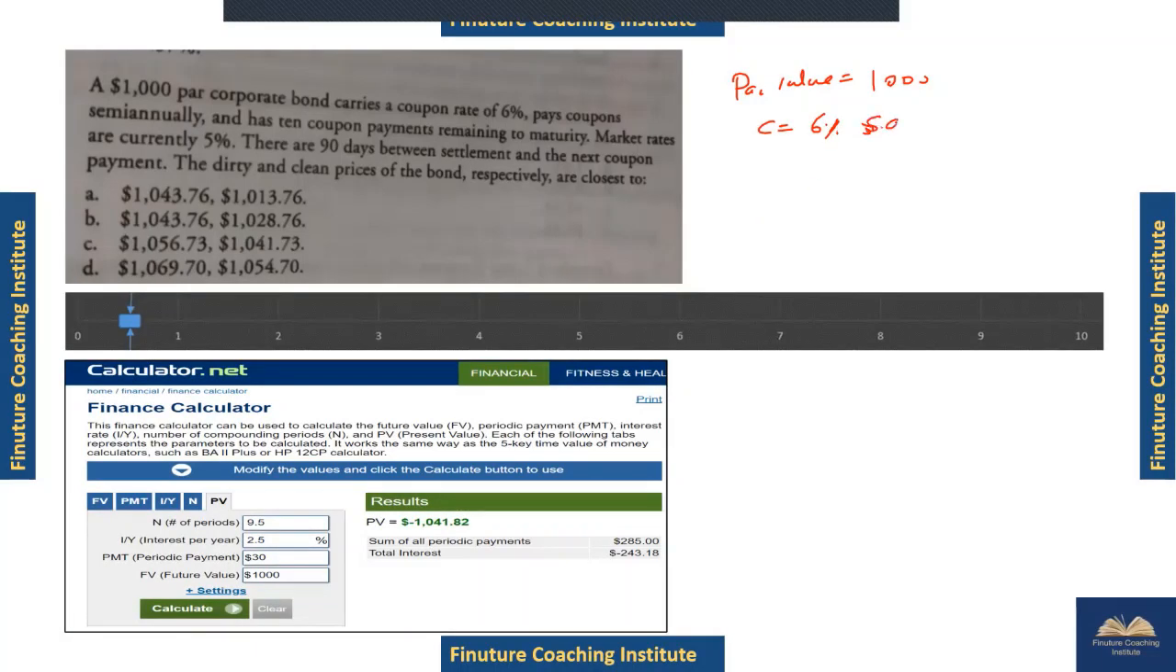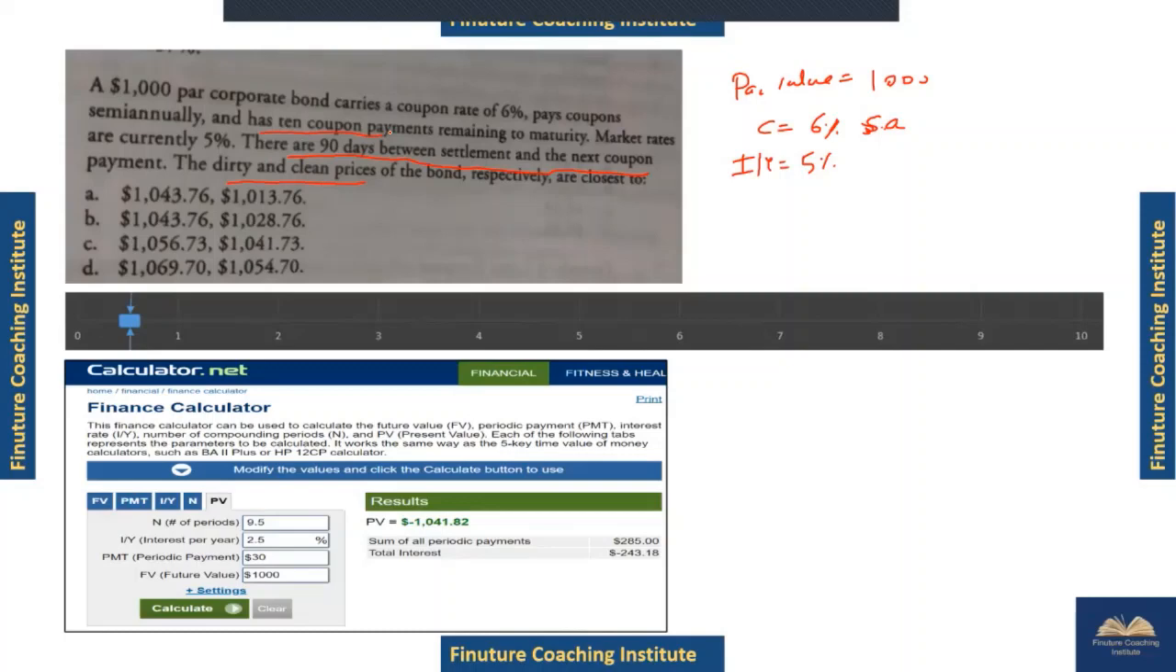6% and semi-annual, and current YTM IY, what do we call it as? It is 5%. So very important. There are 90 days between settlement and next coupon date, and we have been asked to calculate 30 and 25. This is very important.